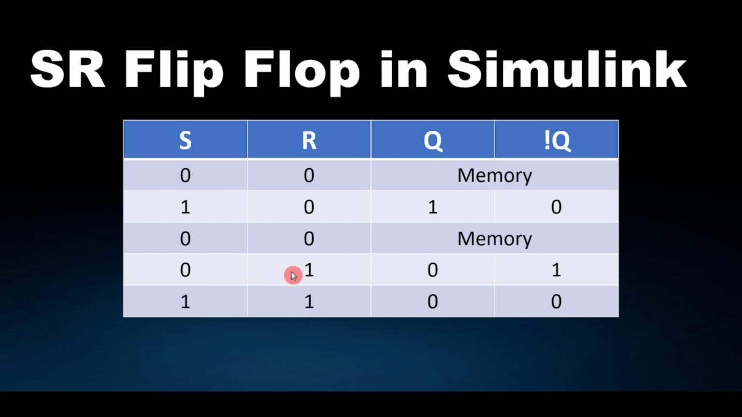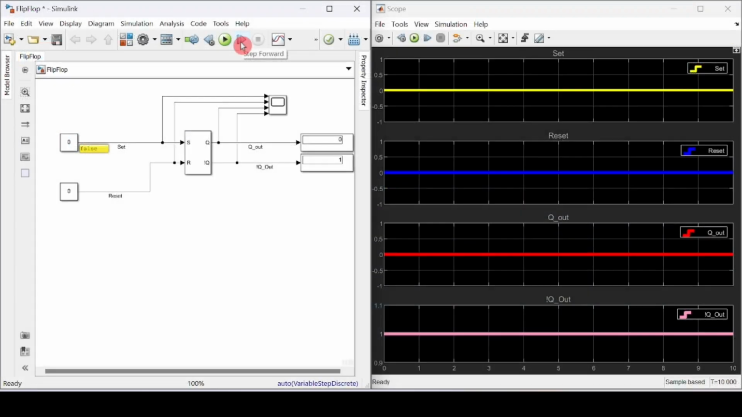Then when reset is set to 1, the Q will set to 0 and Q's complement will set to 1. And when both S and R is set to 1, then basically it is an invalid condition, but in Simulink you can see the Q and Q's complement will set to 0. So let's check this logic in MATLAB Simulink. We'll move step by step.